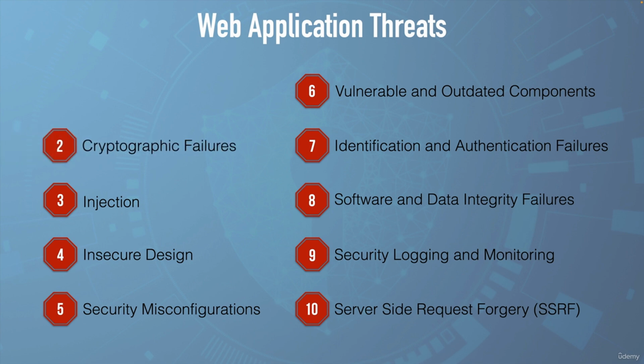Number 2 are cryptographic failures. Many web applications and APIs do not properly protect sensitive data. Problems here can include data being transmitted in clear text, or even the use of deprecated hash functions. Things like using weak MD5 or SHA-1 hashing algorithms.